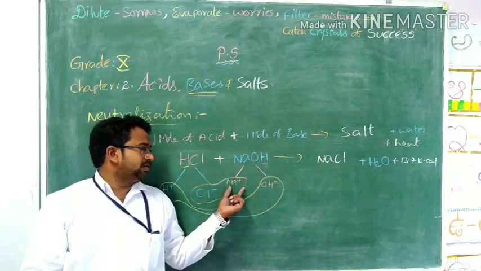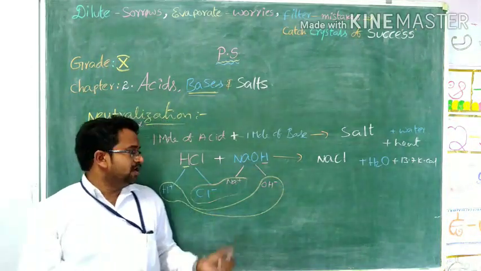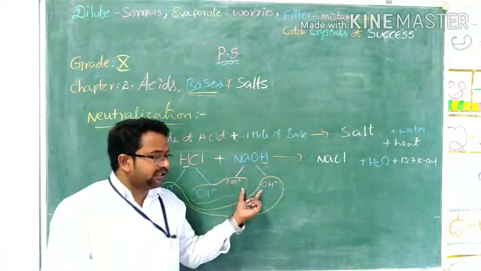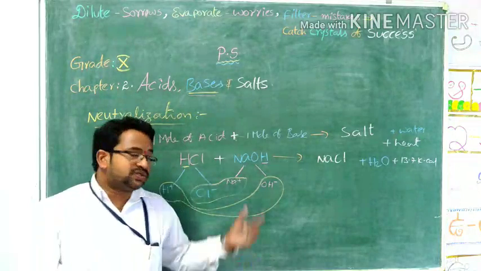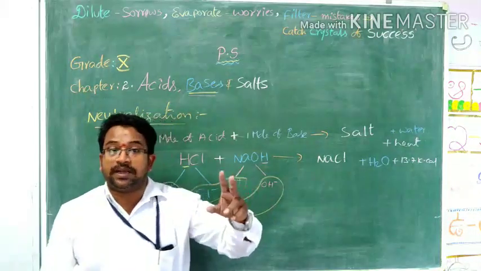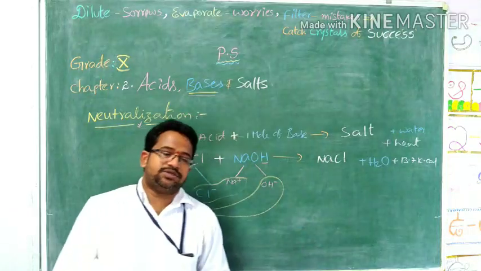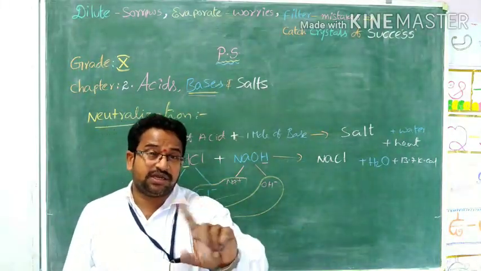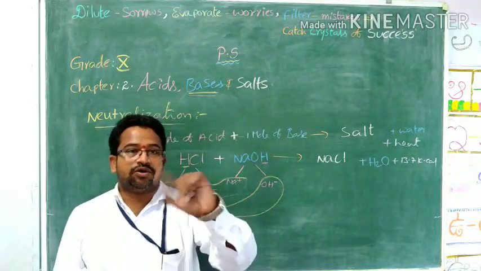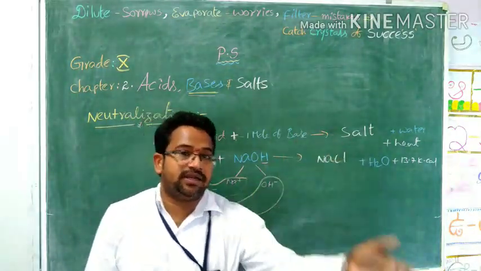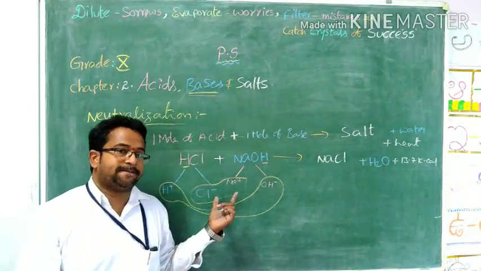HCl is one decomposition reaction as H+ and Cl-, and NaOH, Na+ and OH-, is another decomposition reaction. So here one decomposition, here another decomposition. Totally how many decompositions are there? 2. Right. So it is also called double decomposition reactions. Neutralization reaction is also called an exothermic reaction because heat is released, and also double decomposition because two decompositions take place here.